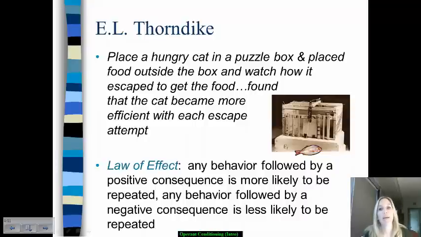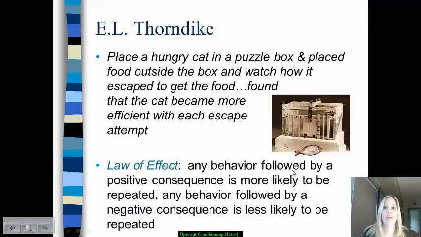Thorndike was studying very hungry cats. He wanted to see if they would become more efficient, so be much more quick and learn quickly, with each escape attempt they made from this thing right over here. This is called a puzzle box. Basically, you have to solve a series of sequences in order to get the box to open. So he was trying to see if he could condition a cat to become more quick at getting out of that box. And the way that he did that was, to facilitate it, he put some food right on the outside of that box. So the cats had been deprived of food for a significant period.